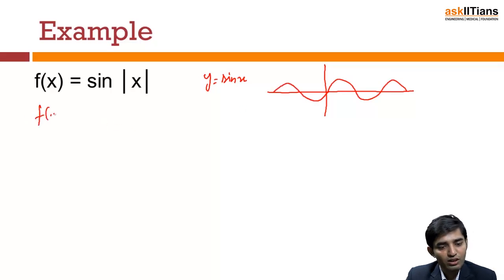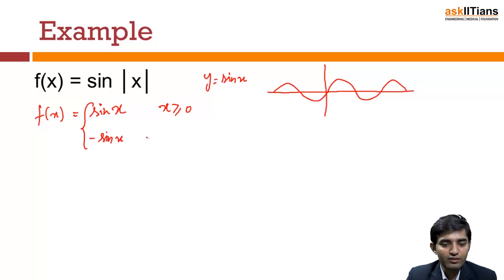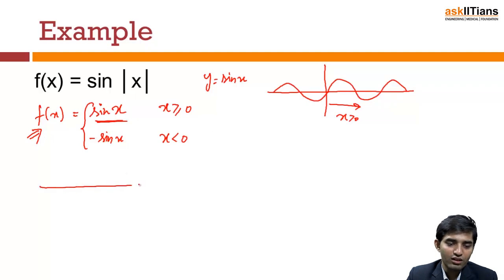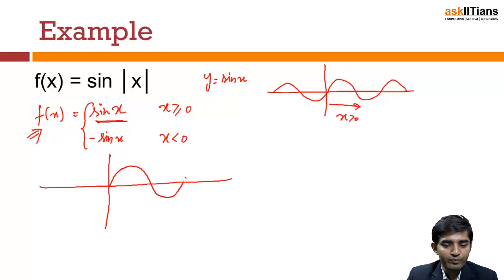Now if I try to plot the graph of y equal to sine of mod x, this mod will open as sin x if x is greater than or equal to 0, and it will be minus of sin x if x is less than 0. So for the right hand part, wherever x is greater than 0, the graph will be the same as the graph of sin x. So for x greater than or equal to 0, it will be the same as the graph of sin x. For x less than 0, it will take the graph of minus of sin x.